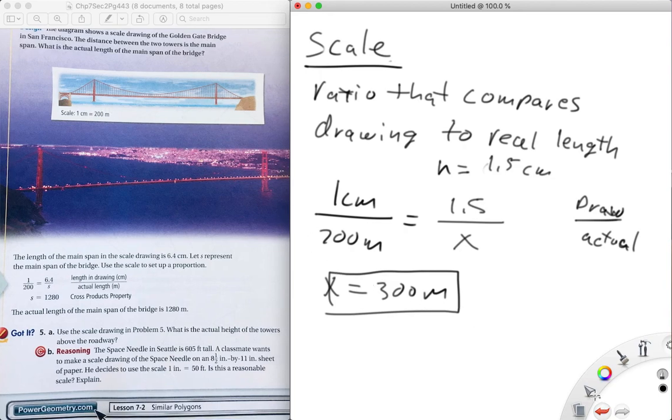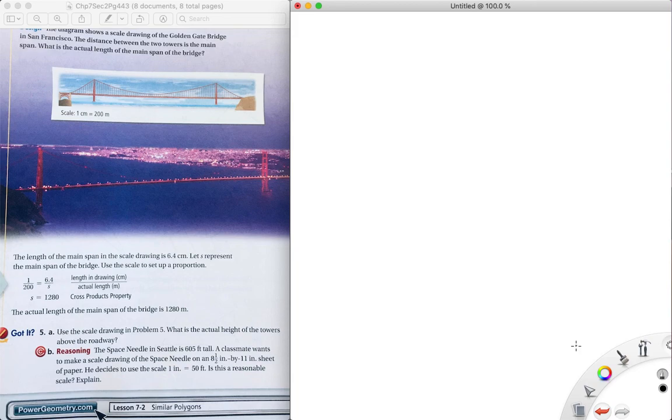Okay, and that's how you would do those types of problems. You set up your drawing over your actual, cross multiply, and solve for the problem.